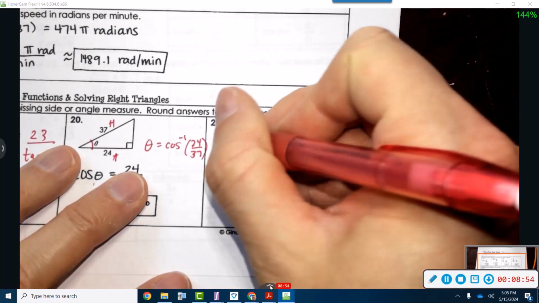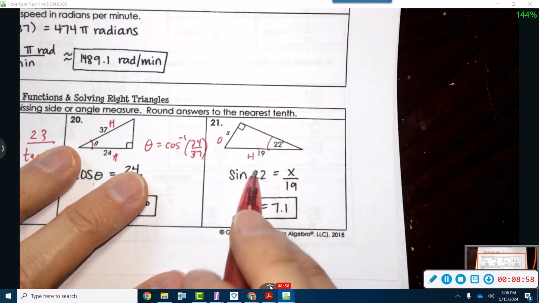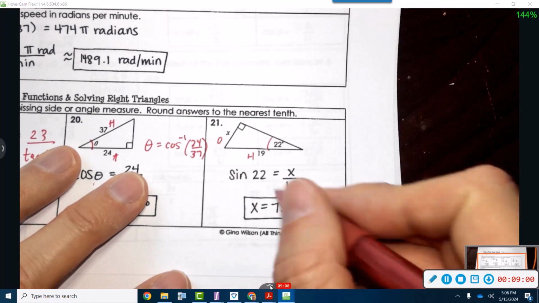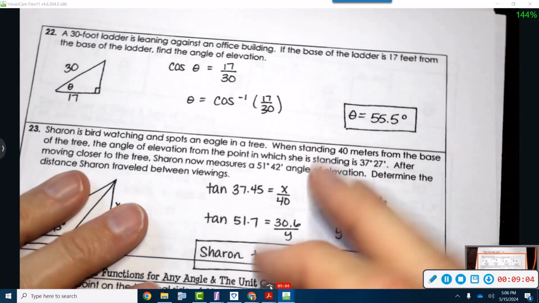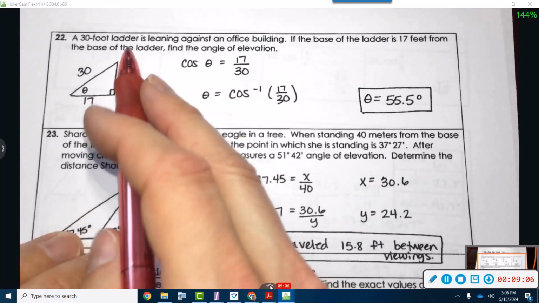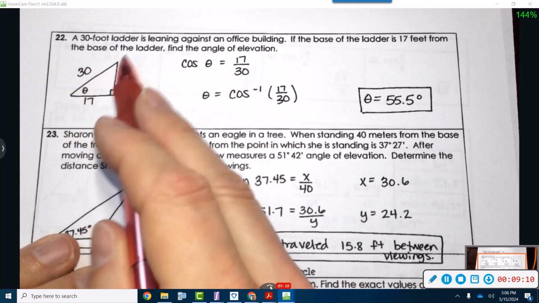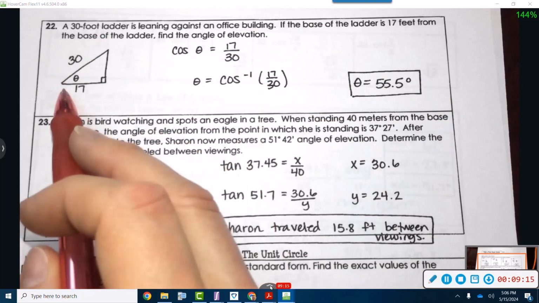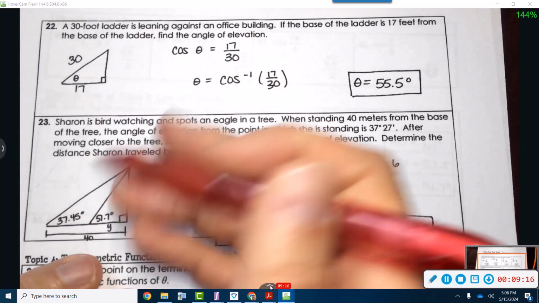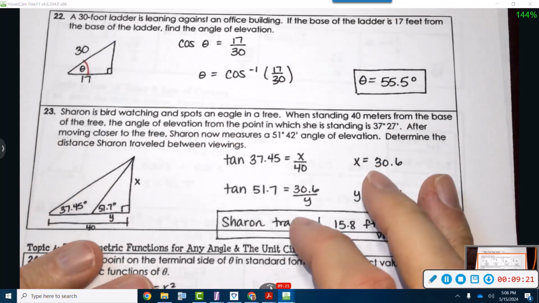Here is an O, and that's H, so we'll use sine. If we want to solve for x, we would just cross multiply there, and that would give us 71. Whenever you have a ladder, that's always going to be the hypotenuse, because that's the thing leaning against something. If the base is 17 feet away, they want to know the angle of elevation. So you're looking from down, looking up, to get the angle of elevation.